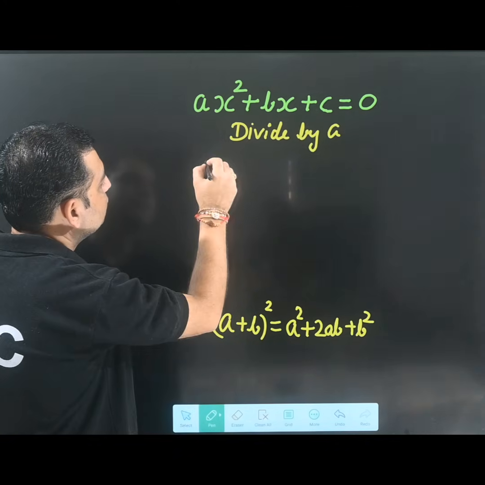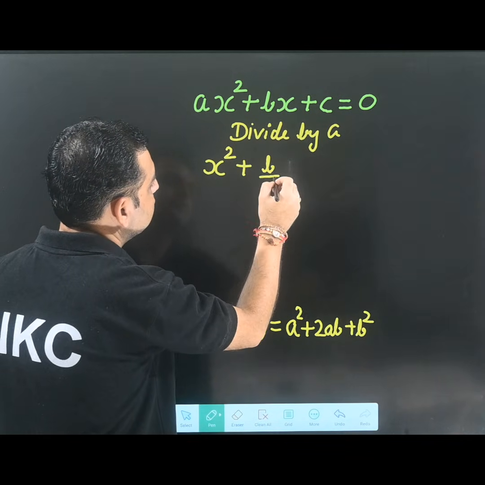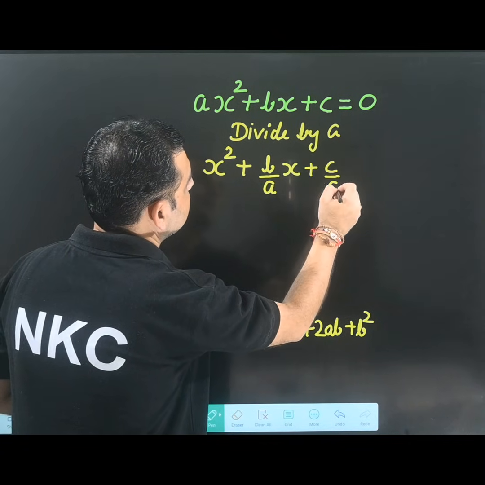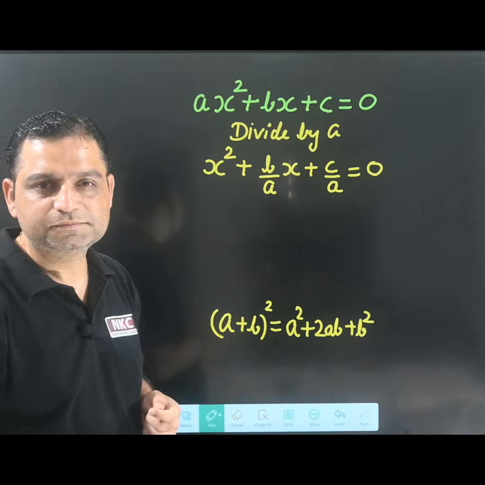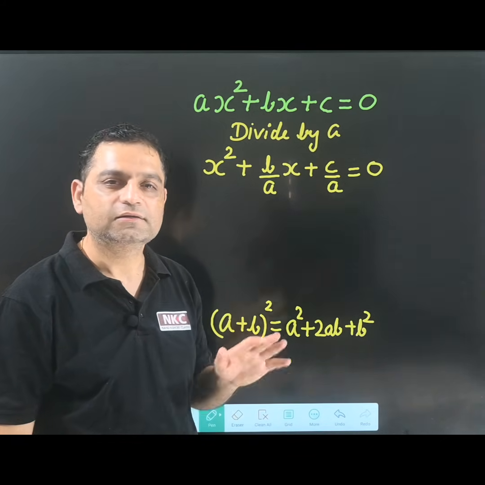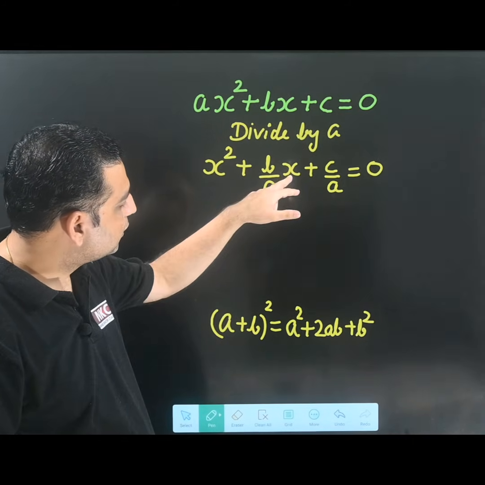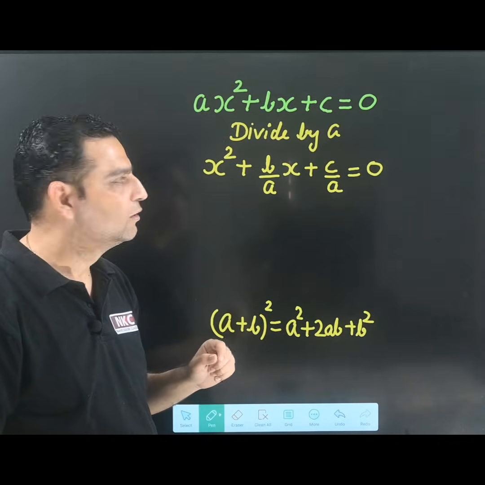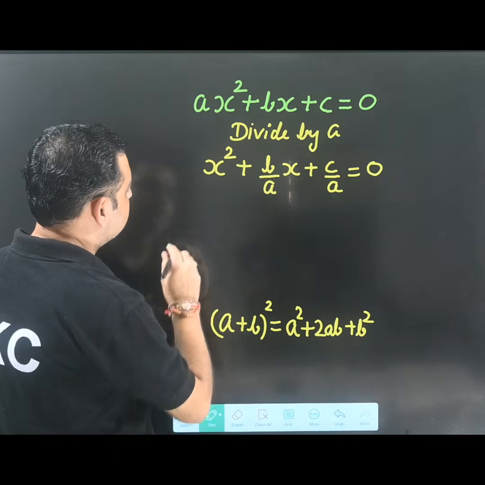What will happen now? This will become only x square. We will get b upon a and c upon a. 0 upon a will remain 0 only. It will remain same, right? This is a simple question. Now this term containing x will always form 2ab. Do remember it.